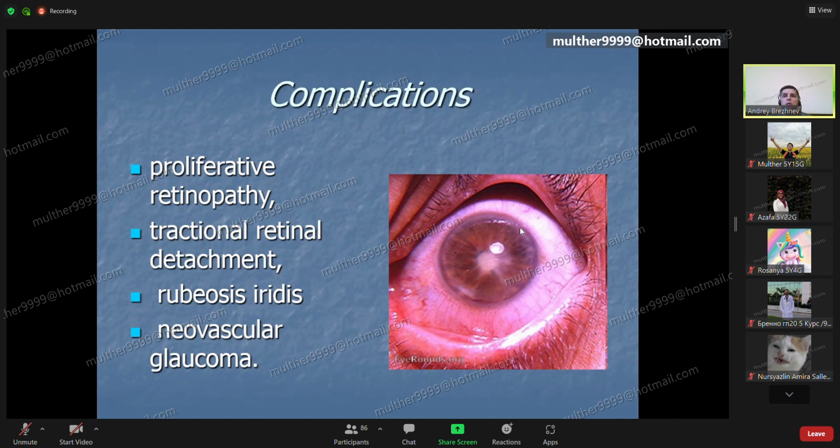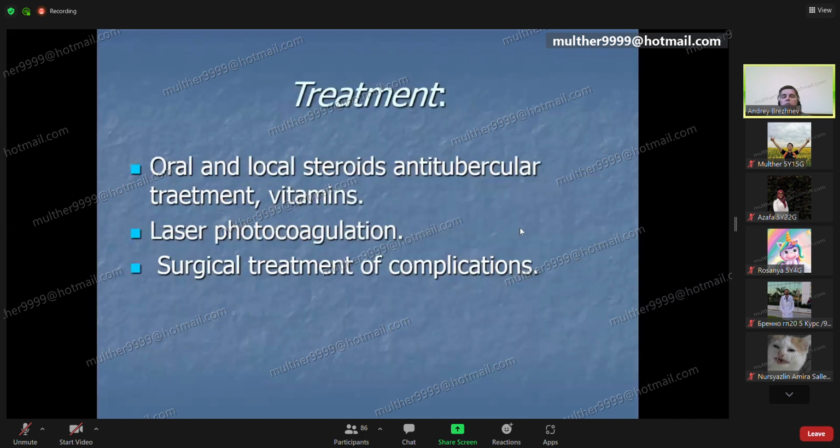Treatment: oral and local steroids. Sometimes, if we know the exact etiology, for example, tuberculosis may cause such a condition, we can use antitubercular treatment, vitamins, laser photocoagulation, maybe the most effective way to stop the recurrent intravitreous hemorrhages. And if there is no spontaneous resorption of this blood from the vitreous body, we can use surgical treatment, vitrectomy, to remove the blood from the vitreous cavity.